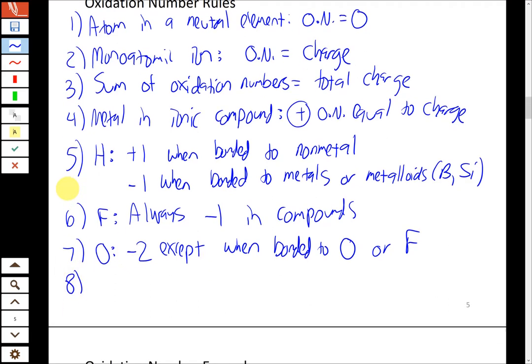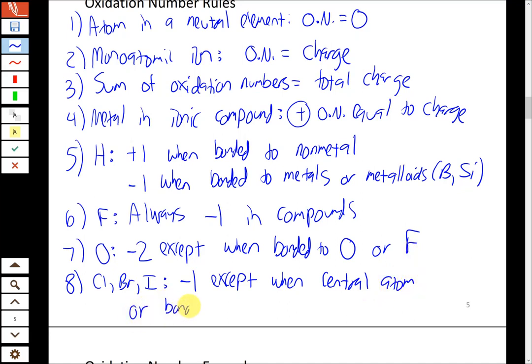And then finally, chlorine, bromine, iodine, the other halogens except for fluorine, are usually -1 unless they're the central atom. If you have a polyatomic ion like perchlorate, where chlorine is the central atom, it won't be -1 in that case. And if it's bonded to something more electronegative than it, it won't typically be -1 either. So there's some variation there, but in the vast majority of compounds, all the rest of the halides also have -1 oxidation numbers. So those are the ones that you always see.